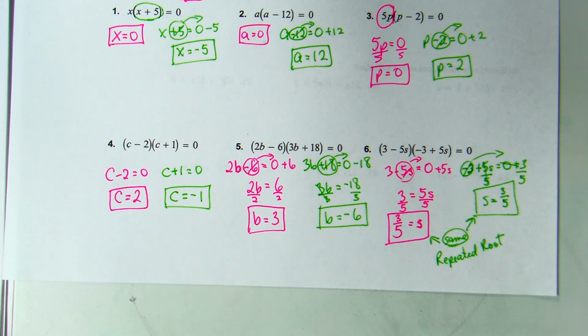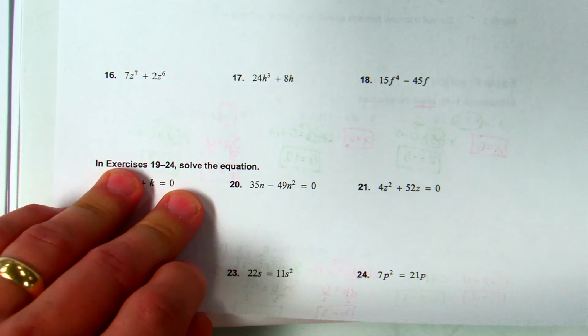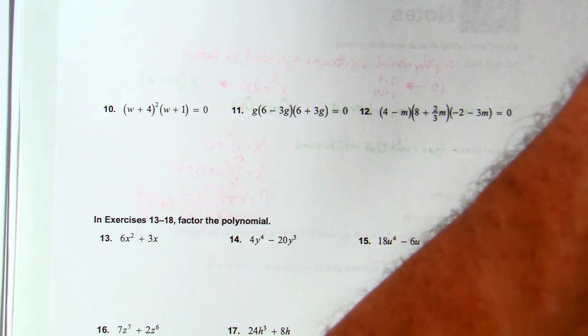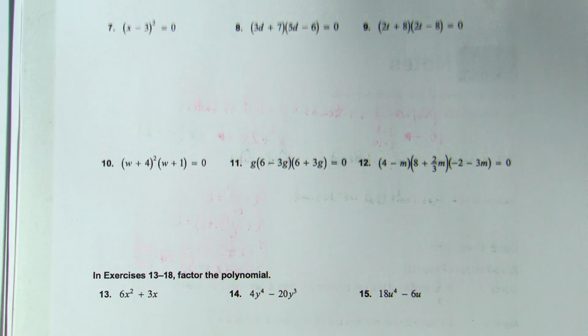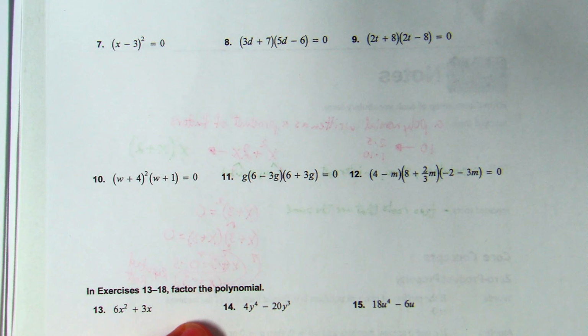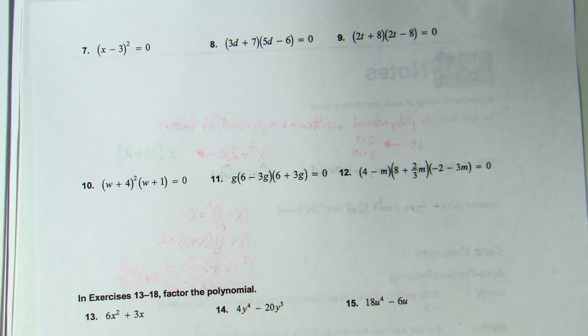Okay, that takes care of the first page. Let's turn the page over and we will work on some of the examples on the back. I'm not going to do all of these. We're going to work a few of these, just to make sure you have an idea of everything. We will do the first one here, number 7, because it is a little different than what we've seen so far.